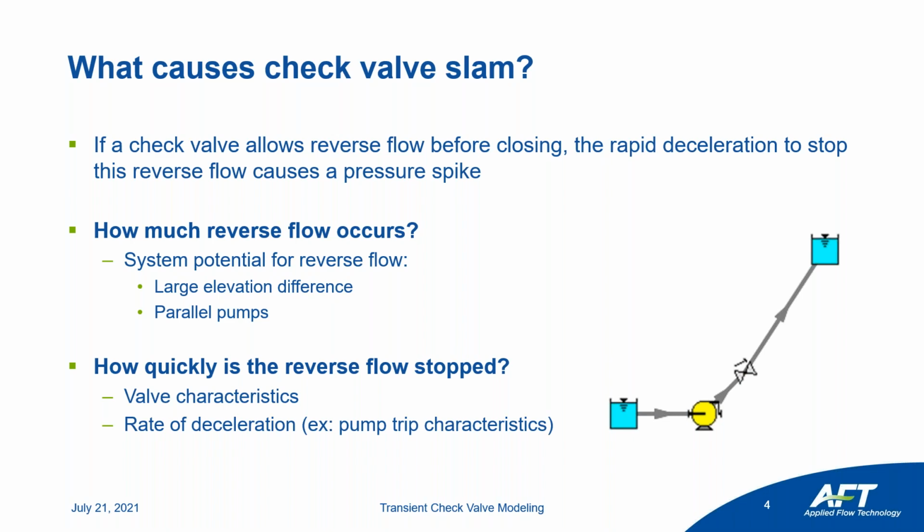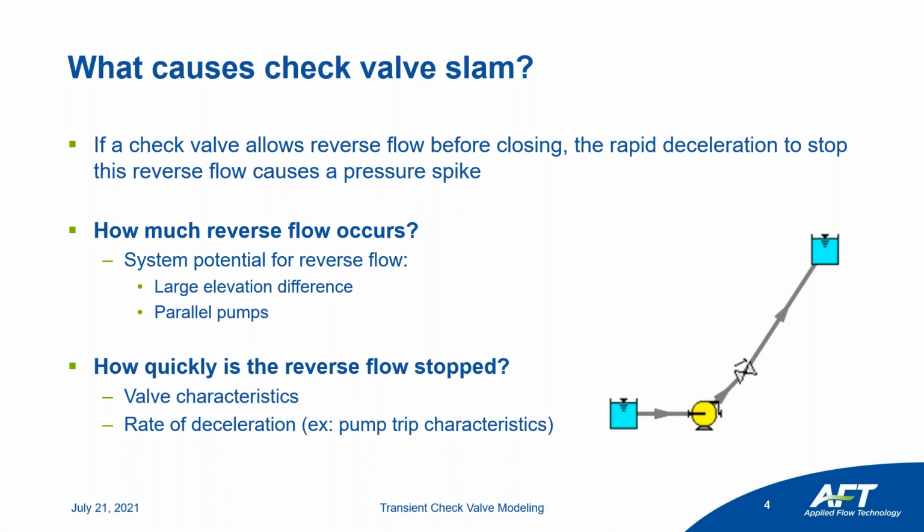Compare that to a pump that trips really rapidly, and now it's a much more aggressive change in velocity, and the check valve has to react to that change much differently than it would to a really slow deceleration. So this is just an introduction of the concepts. We'll take a look at these concepts in more depth, especially valve characteristics and this deceleration part. The system potential is a bit more self-explanatory, and that's generally going to be more restrictive within your own system. So that might be informed by other criteria that you have in your design.